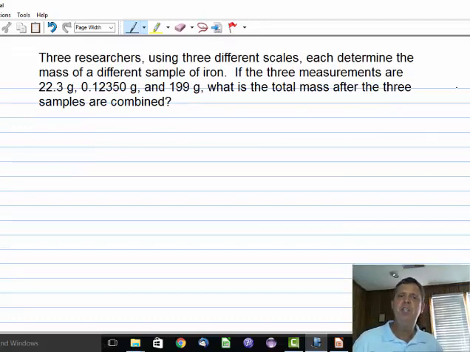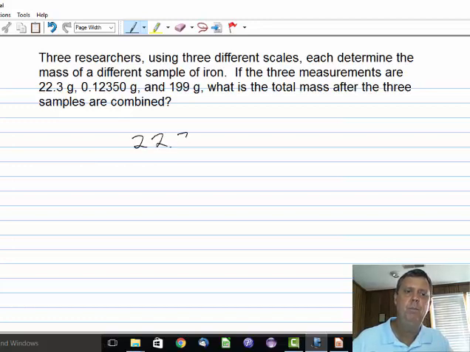This, just to show you as far as addition and subtraction, is one way I like to look at it when adding or subtracting samples. It makes it easier to see how we deal with sig figs when adding and subtracting. 3 researchers using 3 different scales each determine the mass of a different sample of iron. If the 3 measurements are 22.3 grams, 0.12350 grams, and 199 grams, when they're combined, what's the total mass of this final sample? It helps me to understand this better to write these out in a column, and I line up the decimal points.